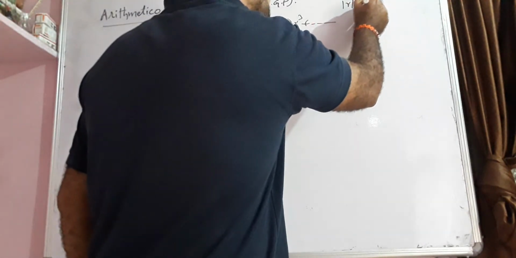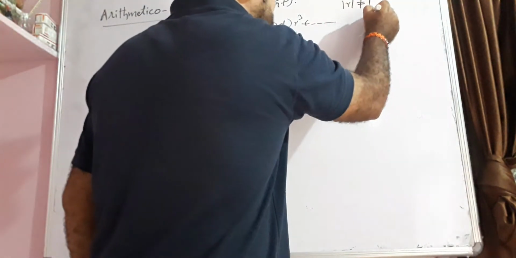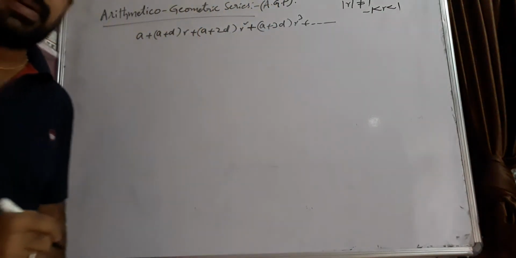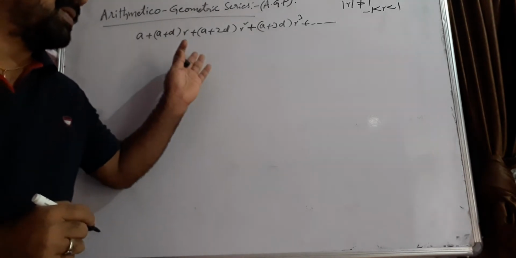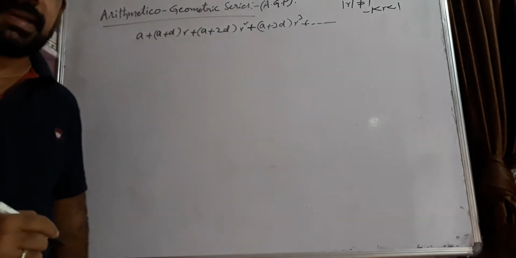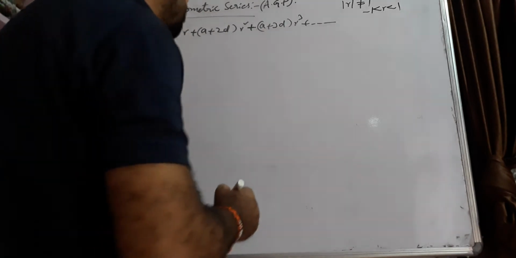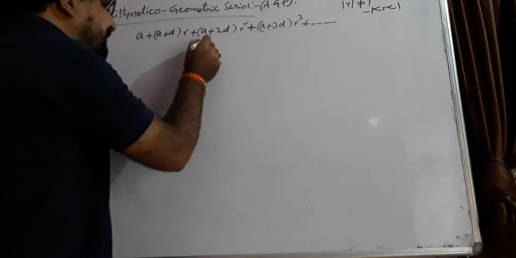Here the condition is that mod R must be less than 1, that is, minus 1 less than R less than 1. So the R value must lie between minus 1 and 1. Then only can you find the sum of infinite terms and the sum of n terms in AGP. Here, this is T1, T2, T3, T4.